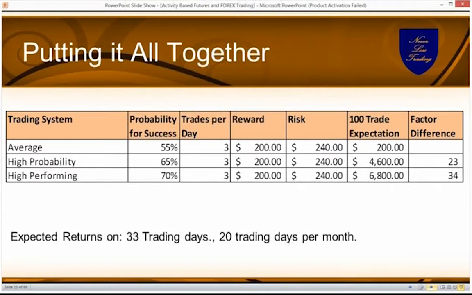And when you compare all of these, I increased the percentage rate a little here to come to break even. Yeah, you saw that before, 54.5. So at 55%, after commissions, you are right here at $200 profit. However, you make 23 times more profit with a 65% system, or 34 times more profit with a 70% system. So I looked here at 33 trading days with 20 trades per month, that is the return.